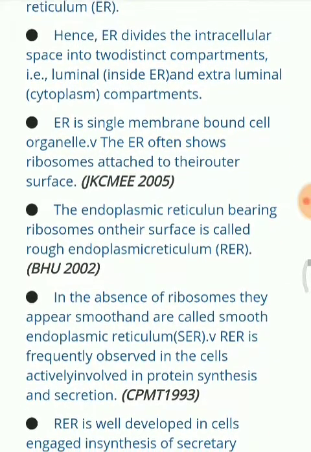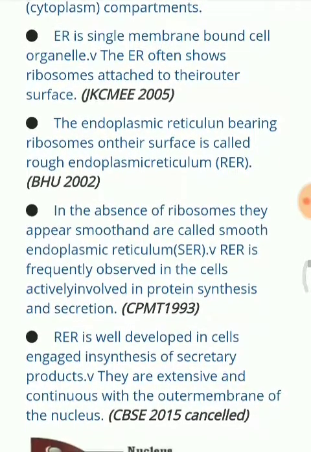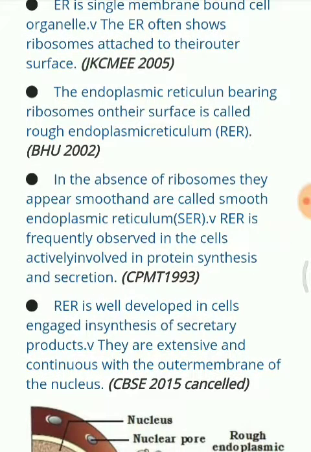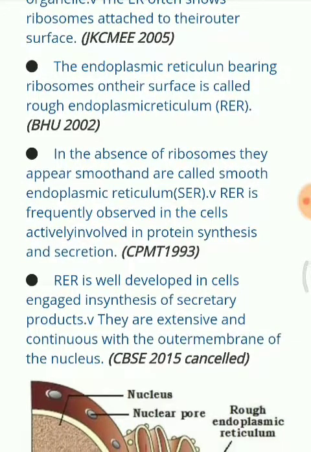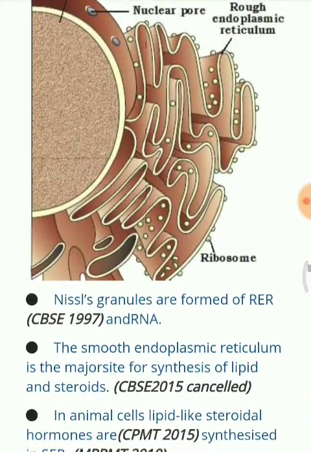In the absence of ribosomes, they appear smooth and are called smooth endoplasmic reticulum (SER). RER is frequently observed in cells actively involved in protein synthesis and secretion. RER is well developed in cells engaged in synthesis of secretory products. They are extensive and continuous with the outer membrane of the nucleus. Nuclear granules are formed of RER and RNA.